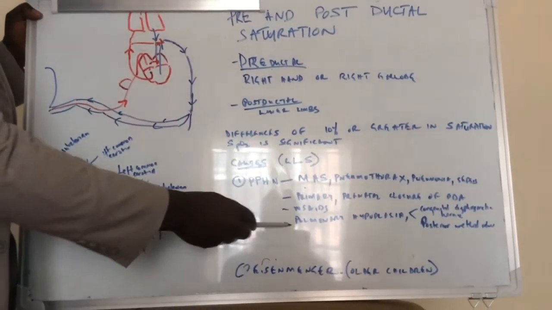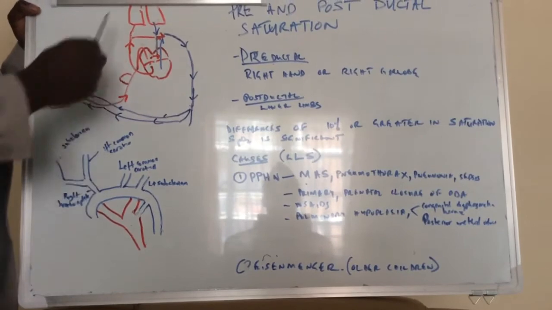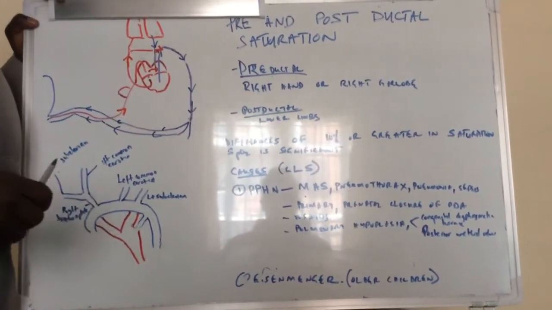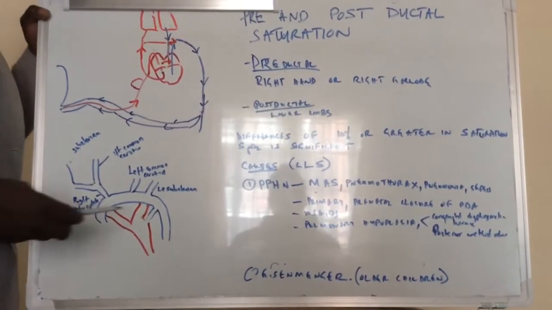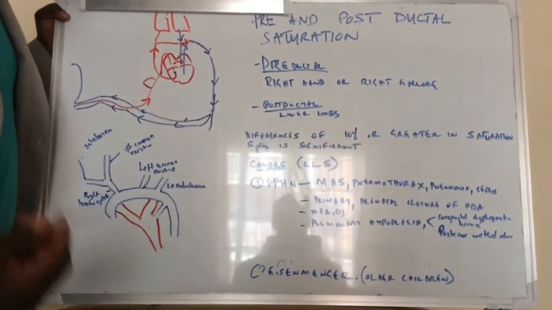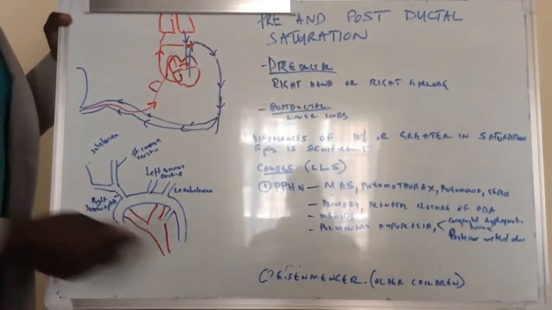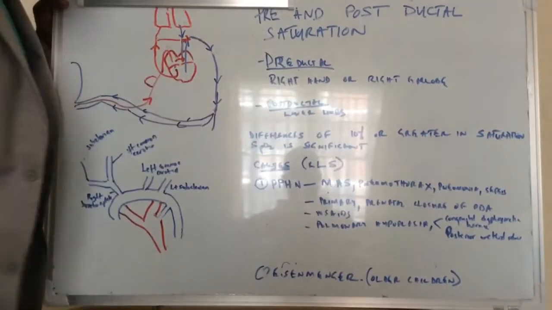Then failure of development of the lungs can also make them remain at high pressure. And this occurs in conditions where there is oligohydramnios, especially secondary to posterior urethral valves in males, or it could be due to amniotic fluid being pushed out of the lungs, as occurs with congenital diaphragmatic hernia.